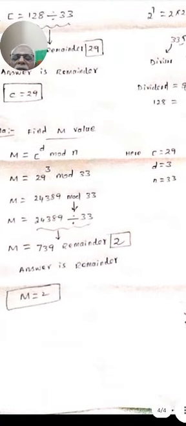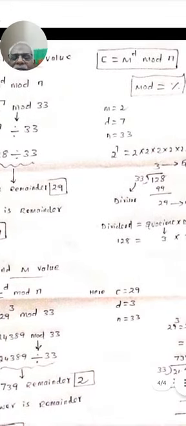So 29 to the power 3 is nothing but 29 into 29 into 29, so its final value is 24,389. Now I am going to divide this 24,389 by 33. I am getting the quotient 739 and the remainder 2. I already told you the answer is always the remainder value only. So in the encryption method our message value is 2, and on the right hand side, the decryption, here also the remainder value is 2. So LHS equals RHS.